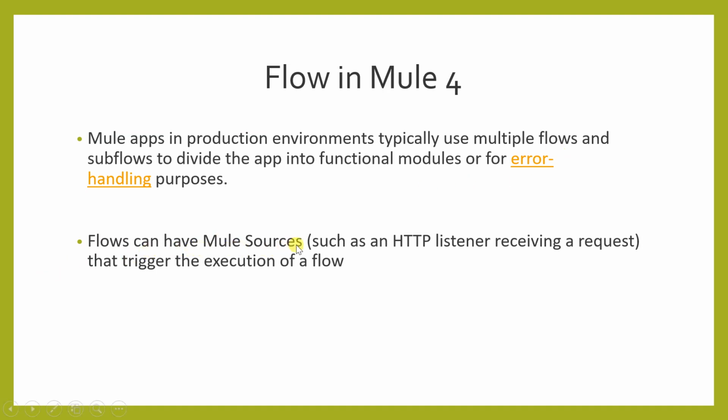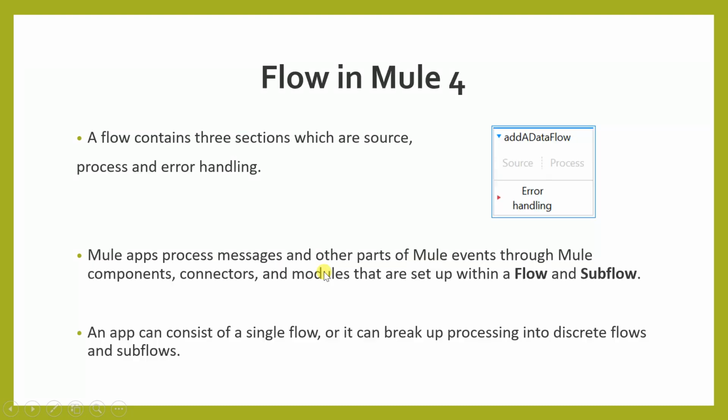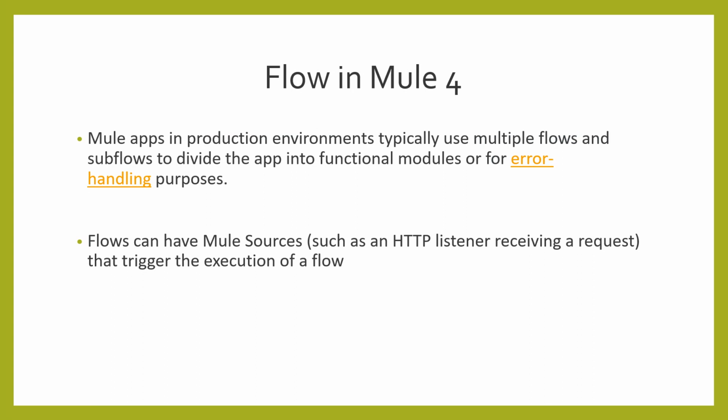Flows can have Mule sources, such as an HTTP listener receiving a request that triggers the execution of a flow. As we have seen in this slide, there is a Mule flow. A flow can contain the source part, and our source part can have an HTTP listener for receiving a request or triggering the execution of a flow.